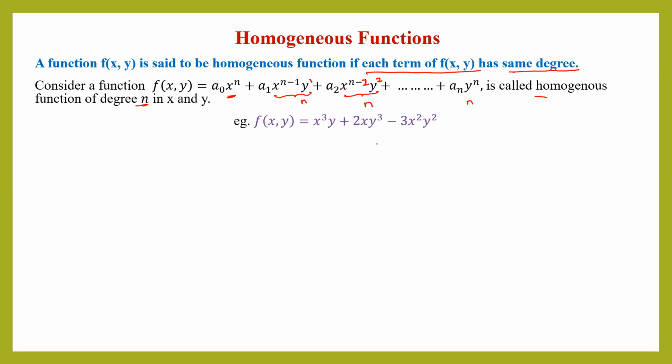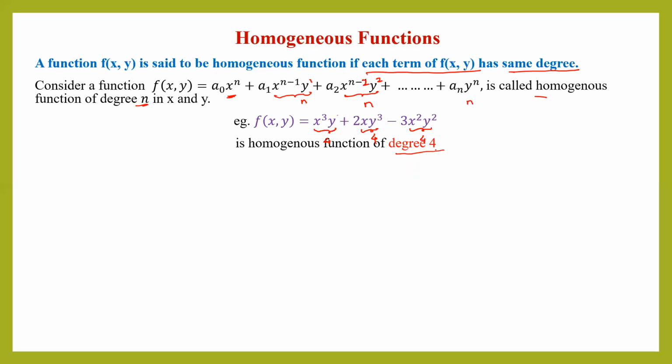For example, suppose we have the function x cubed y plus 2xy cubed minus 3x squared y squared. For this term, the sum of indices is 4, so the degree is 4. Here also the sum of indices is 4, so the degree is 4. Here also the sum of indices is 4. So each term has the same degree. So this function is said to be a homogeneous function and its degree is 4. This is a very basic definition.